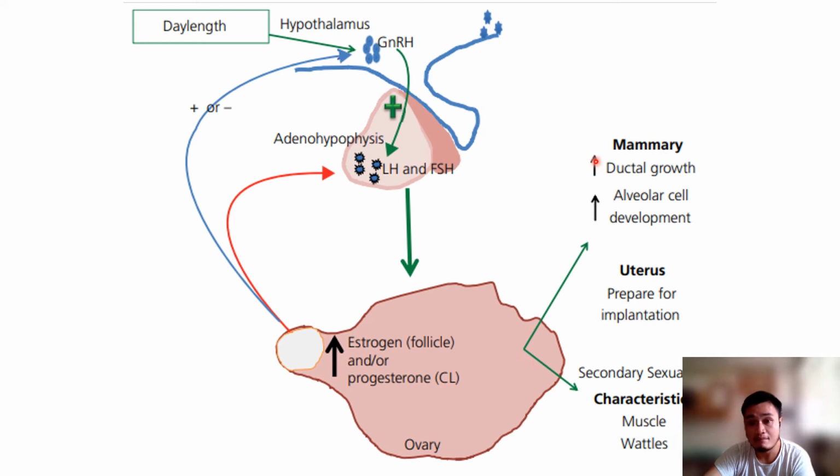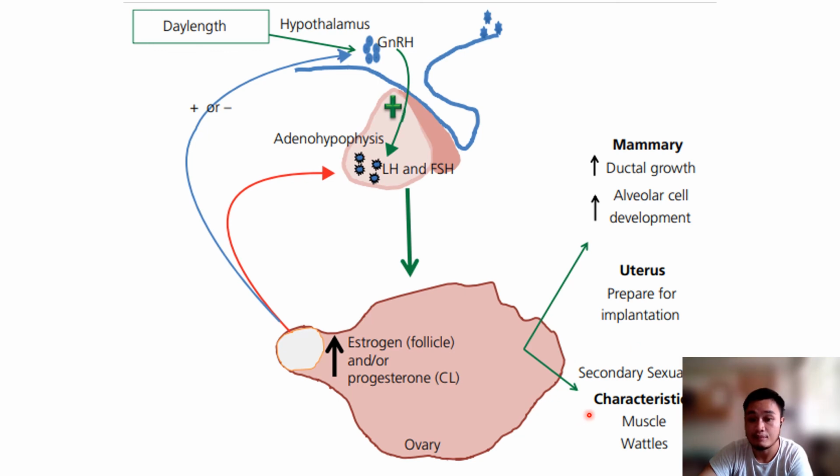Of course, in the mammary gland, it will increase ductal growth and alveolar cell development, to prepare for lactation after pregnancy. And in the uterus, because progesterone is a pregnancy hormone, it needs to prepare the uterine lining for implantation of the fetus, or of the zygote rather. And sa mga young mammals naman, young females, estrogen would actually induce the arising of the secondary sexual characteristics.